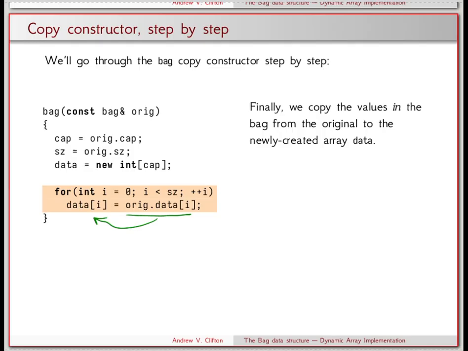You can't just do data equals orig.data. That won't copy the array, that will just copy the pointer. To copy everything in an array, you have to loop over the array manually and copy everything from one place to another. So that is the definition of our bag copy constructor.